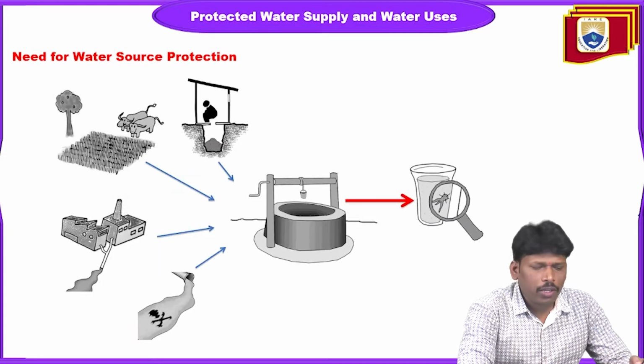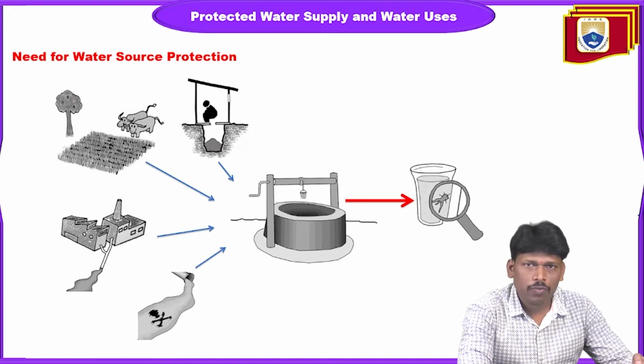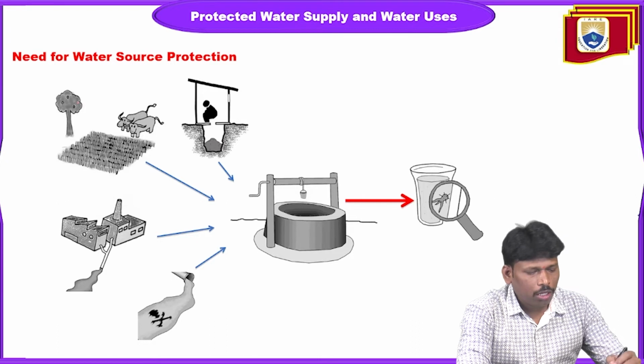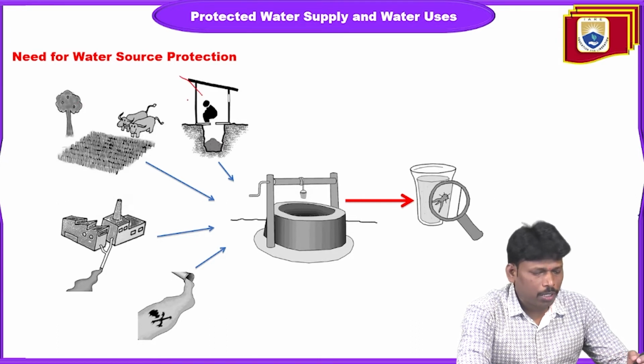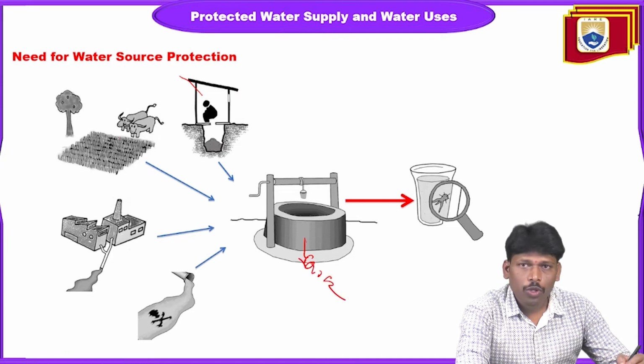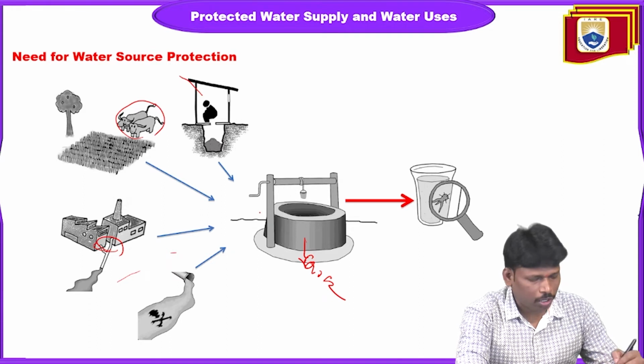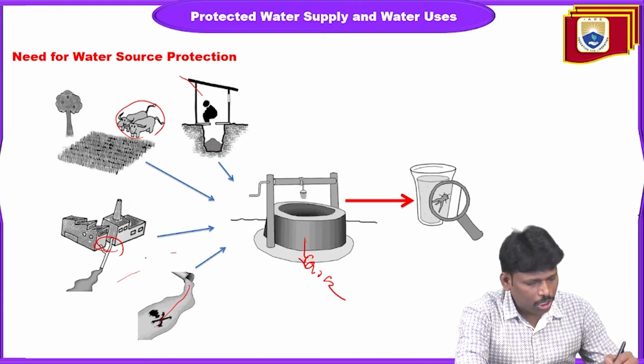Here you can see why we need to protect the source. There are various possibilities for contaminating the water, such as wastage from people. We are supposed to protect this source. Suppose you consider this a source of water; we need to give it protection from buffaloes and animals, and whatever waste comes from the factory should not mix with this source water. This is a factory outlet.